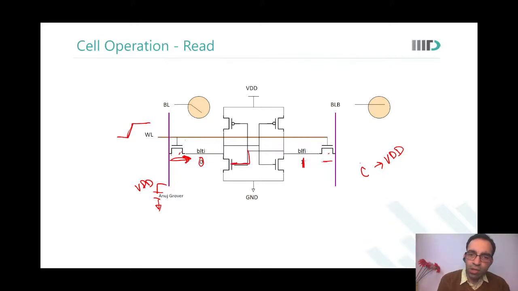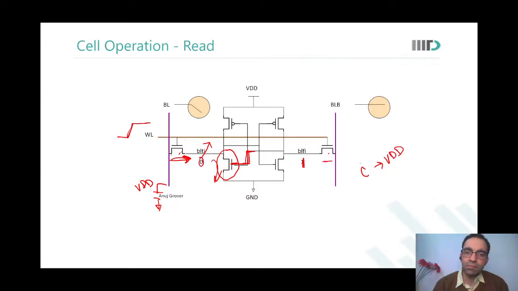This NMOS is also on. It will sink the current. Yes, sir. If this NMOS is not strong enough, what will happen? You very rightly said, this BLTI will start to rise up. If this BLTI starts to rise up, what would happen?